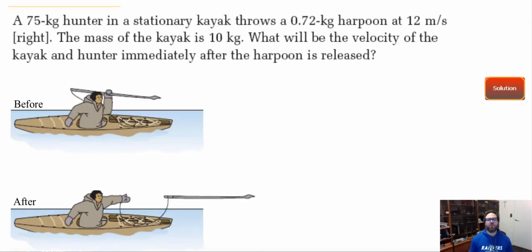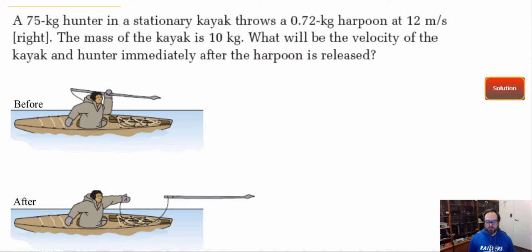In our second recoil question, we have a 75 kilogram hunter in a stationary kayak that throws a 0.72 kilogram harpoon at 12 meters per second right. The mass of the kayak is 10 kilograms. What will be the velocity of the kayak and the hunter immediately after the harpoon is released?